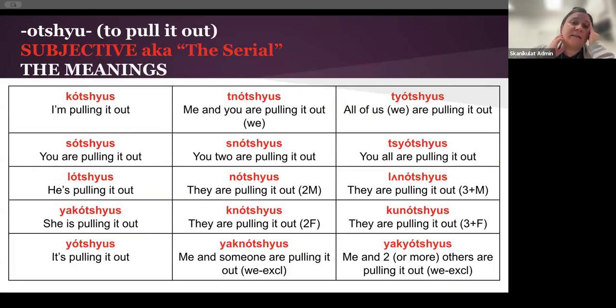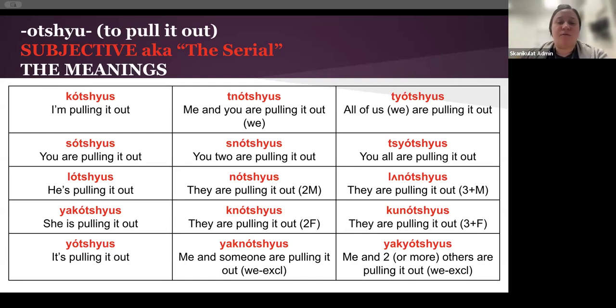So let's look at the meanings here. Go choose means, well, go means me. What am I doing? I'm pulling it out, because in this verb, that's happening right now. This is a good example of a verb where the subjective means it's happening right now. So go choose, I'm pulling it out. Zochus, you are pulling it out. Maybe you're weeding or something like that. Lochus, he's pulling it out. Yagochus, she's pulling it out. Yochus, it's pulling it out. Could be an older she or older female as well. Nochus, me and you are pulling it out. Snochus, you two are pulling it out. Nochus, they are pulling it out. Who? The two males or a mixed group of male and female.